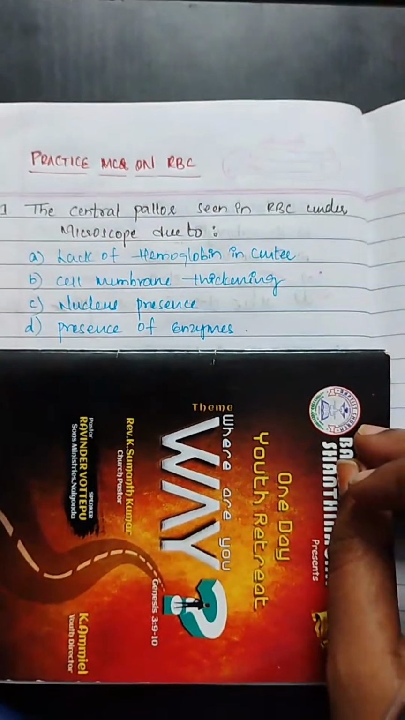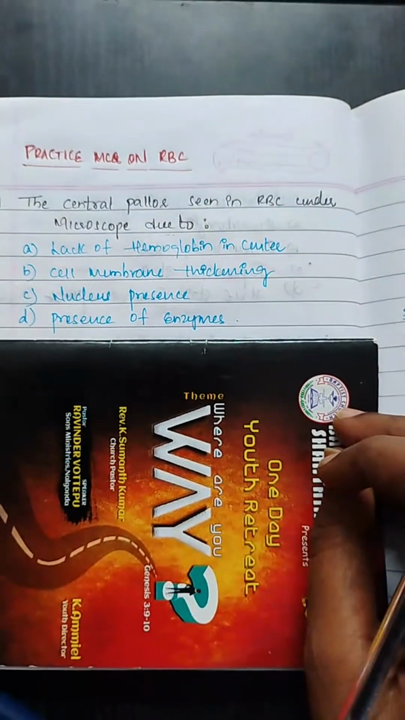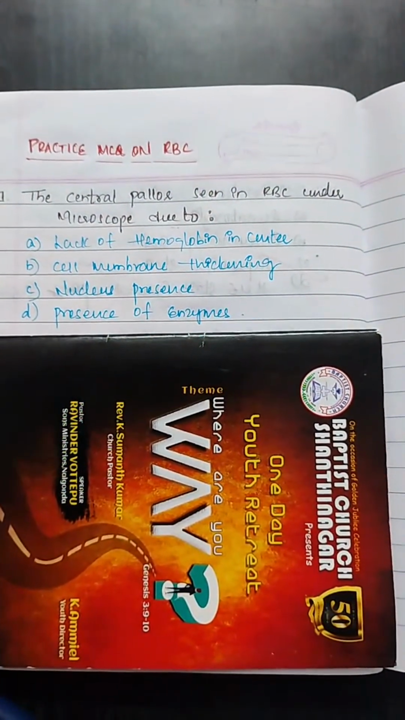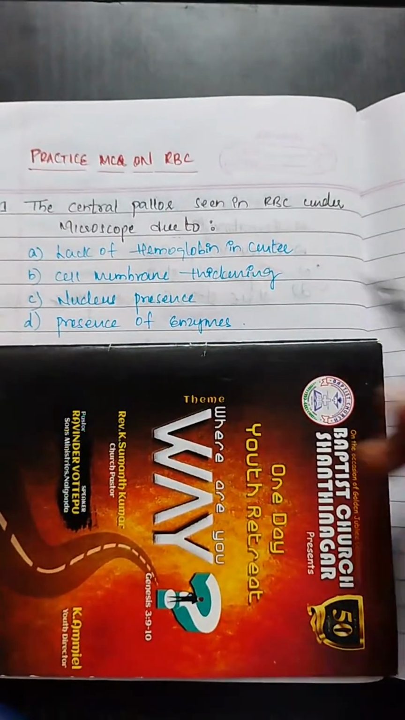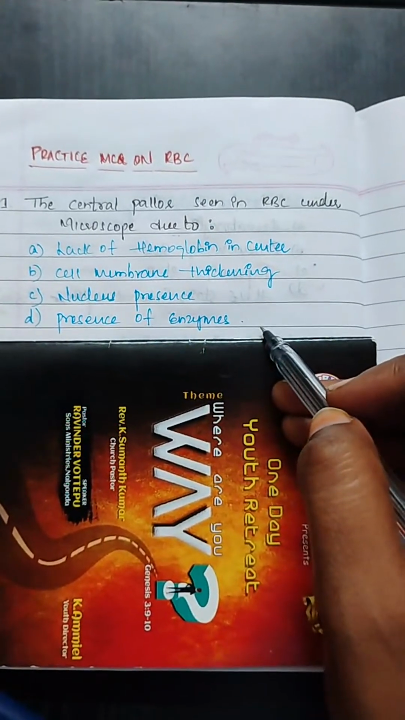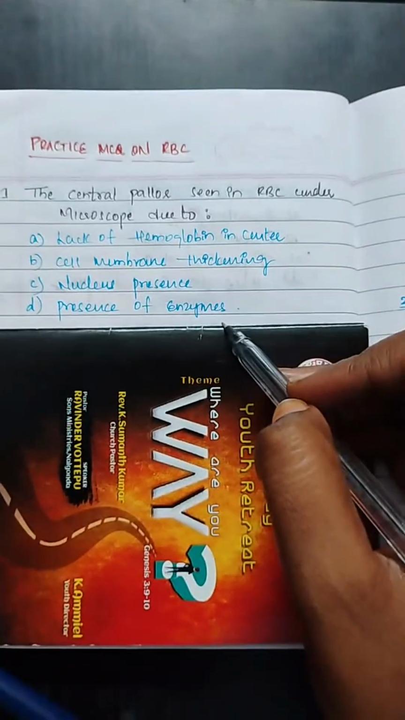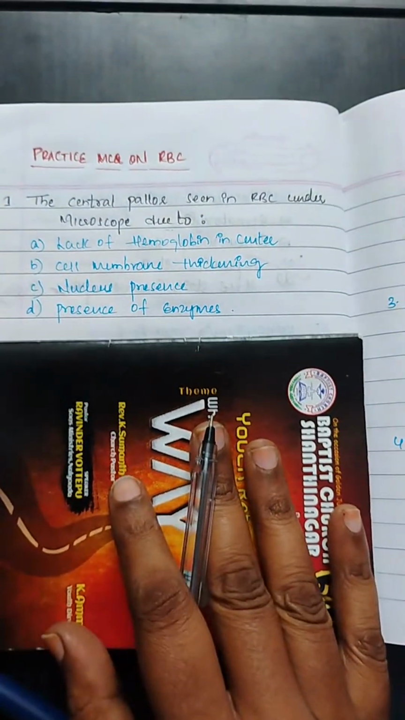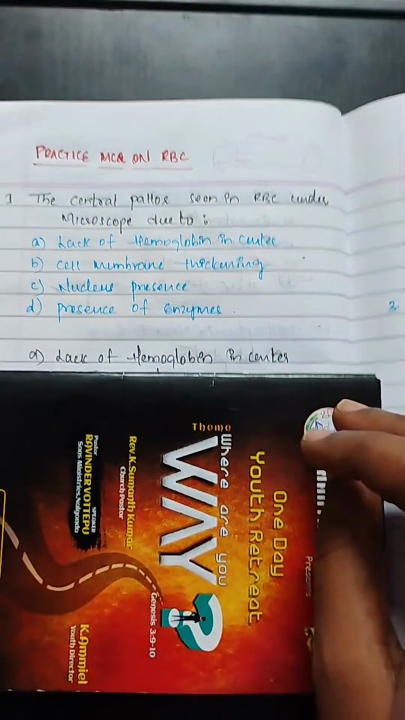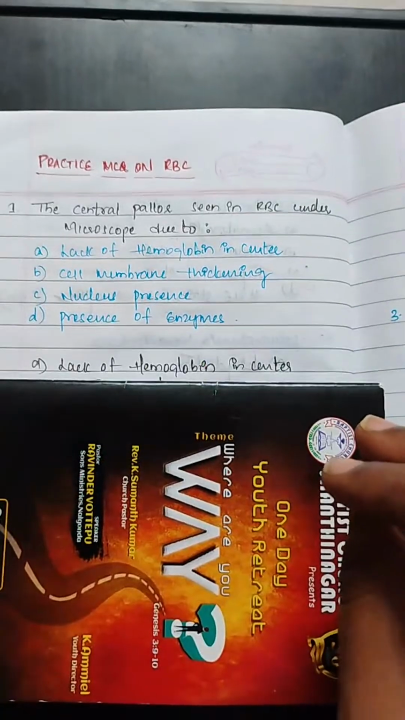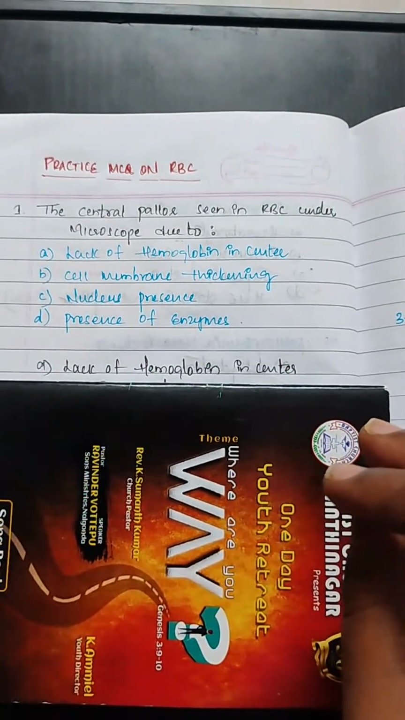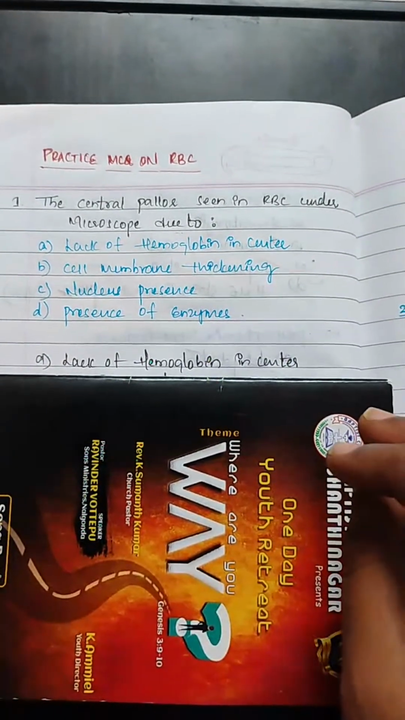The central pallor seen in RBC under microscope is due to: A, lack of hemoglobin in center; B, cell membrane thickening; C, nucleus present; and option D, presence of enzymes. Here the answer is A, lack of hemoglobin in center, and this is the reason. Lack of hemoglobin in the center of the RBC is the reason the center area of RBC looks pallor.